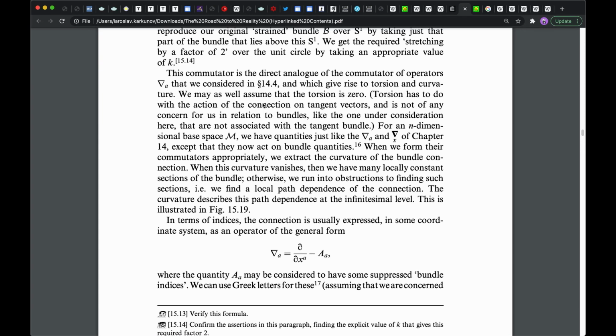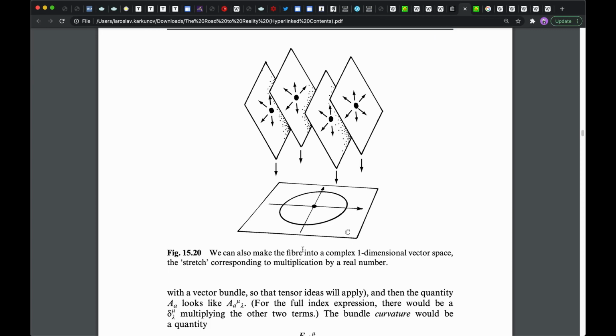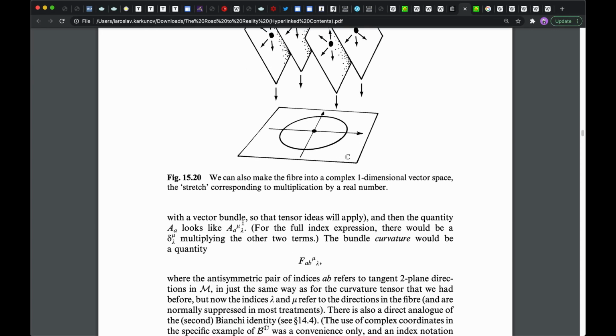Yeah, and afterwards he also talks about that in general we will have more dimensional fibers, not one dimensional there, right? And we can have tensors there, and therefore he has been talking about some tensor quantities instead of just the A with one index here.